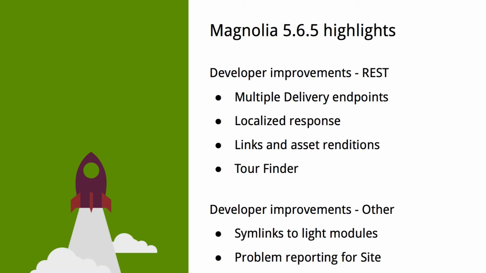Most significantly, we finish our big REST delivery improvements, which make Magnolia fantastic to use in headless scenarios or anytime you want to deliver content to other systems, such as front-end JavaScript frameworks or e-commerce systems. We now support multiple delivery endpoints. You can get a localized response, and you can get links to any item plus asset renditions. And we've included a demo of the REST features called the Tour Finder. So let's take a look.